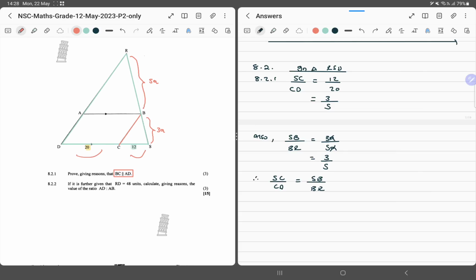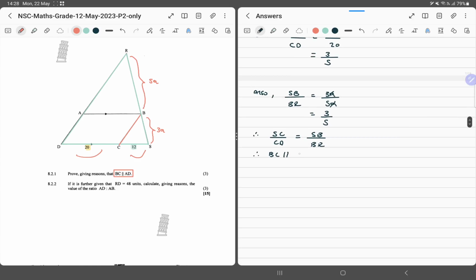We can say if this line CB divides these two opposite sides of that triangle in the same proportion, it already tells us that CB, or is it BC? What did they say? Yeah, BC. Let's write it the way they want. BC is definitely parallel to AD.